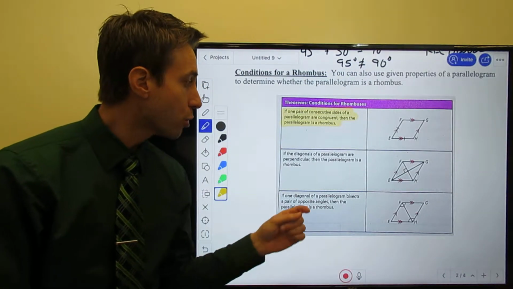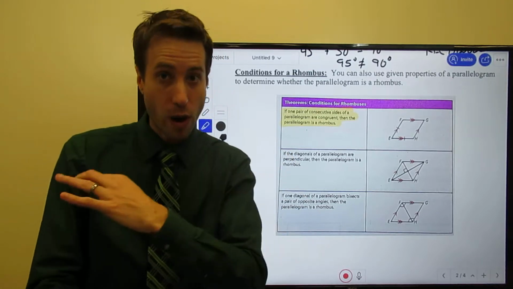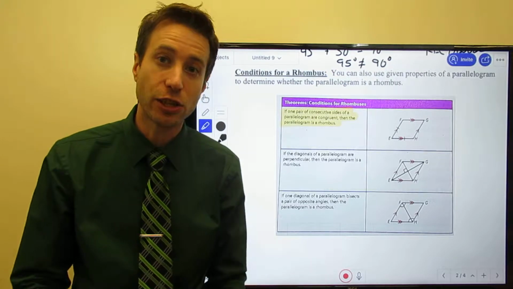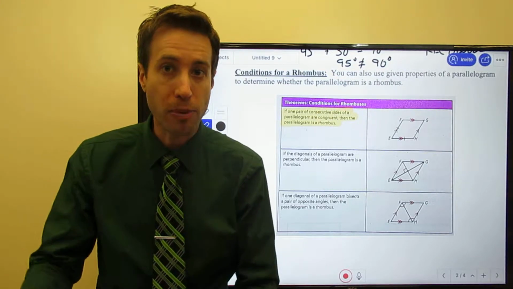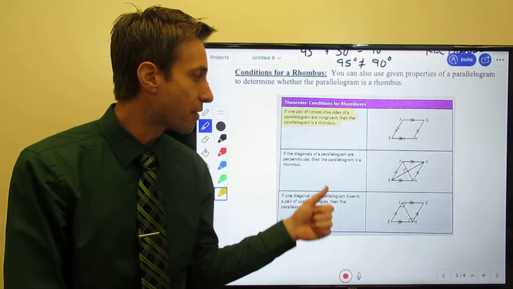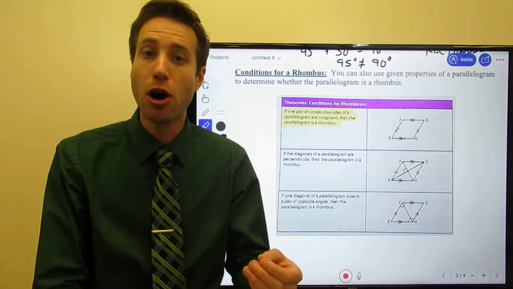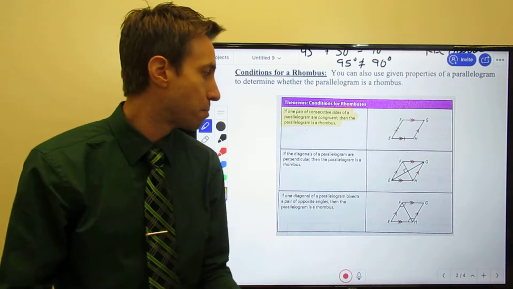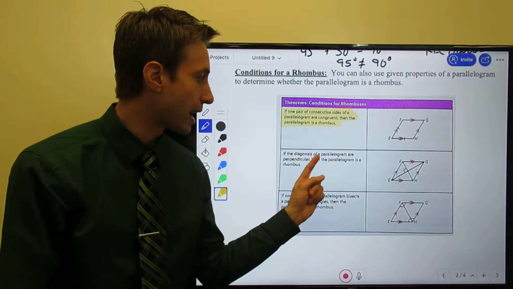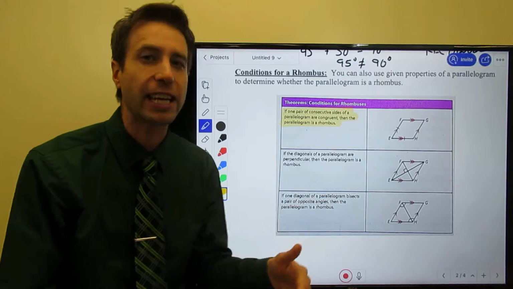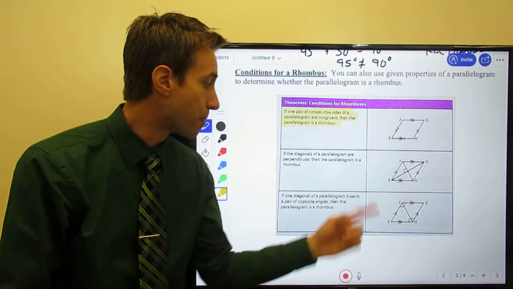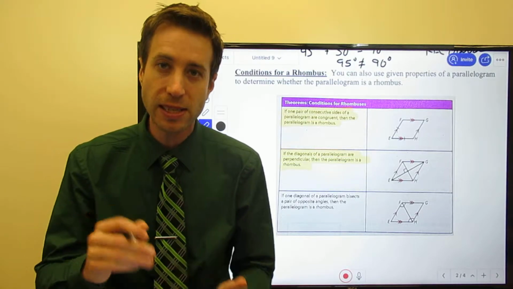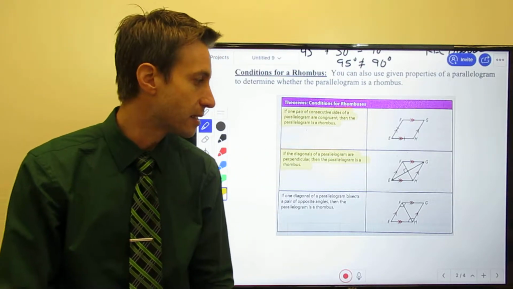Then we also know that for a rhombus, one of the properties is that the diagonals are 90 degrees to each other. That's a property of rhombuses. So if I'm given a problem where I am shown that I have diagonals that are 90 degrees, then it must be a rhombus. That's exactly what it says. If the diagonals of the parallelogram are perpendicular, 90 degrees, then the parallelogram is a rhombus. We can use that property of rhombuses to show that a figure is a rhombus.